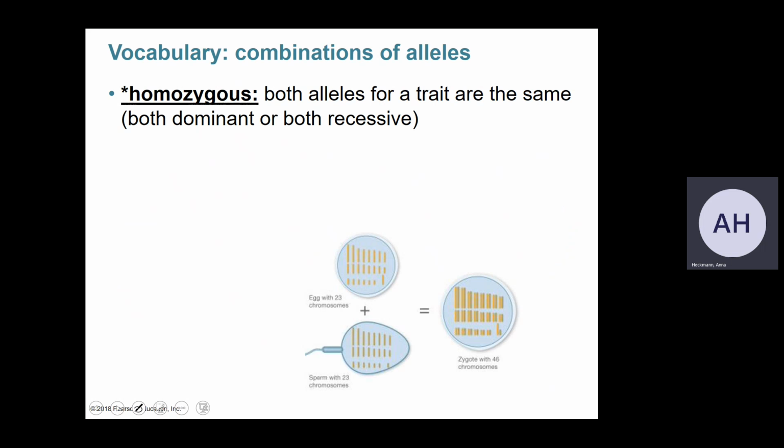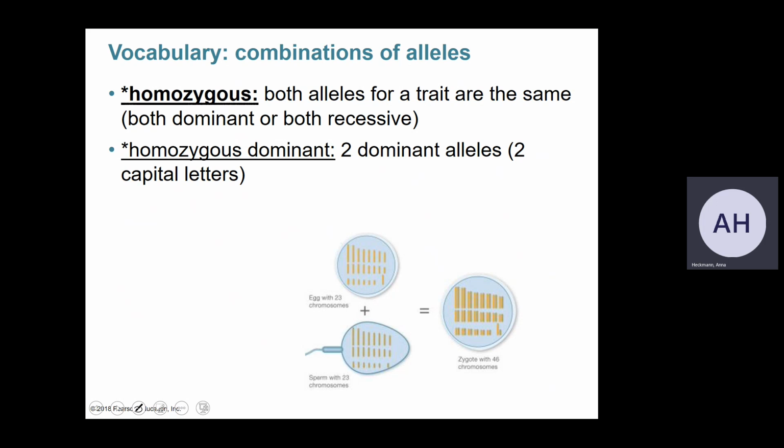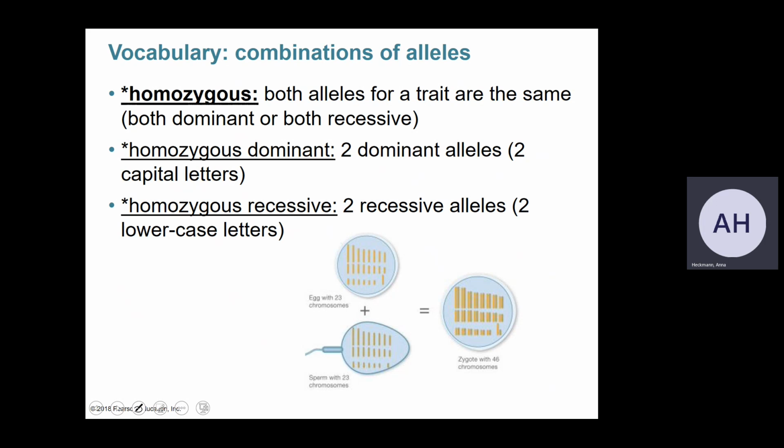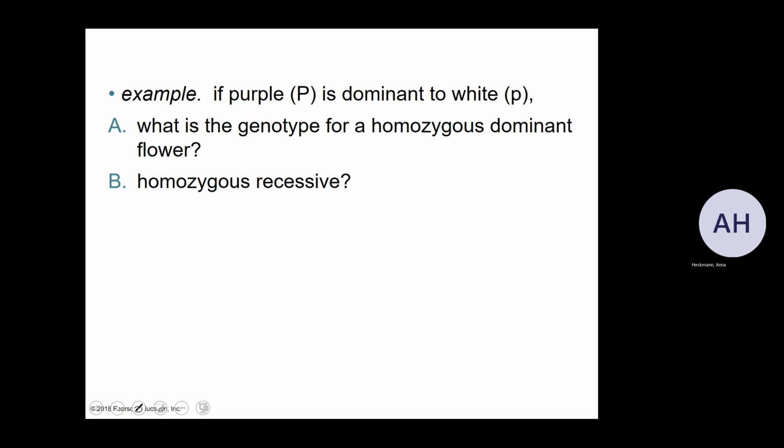Combinations of alleles are called different things. Remember that you have two alleles for each trait, one allele from your mom and one allele from your dad. If both of these alleles happen to be dominant, we say you are homozygous dominant for that trait. If both of these alleles happen to be recessive, we say you are homozygous recessive for that trait.